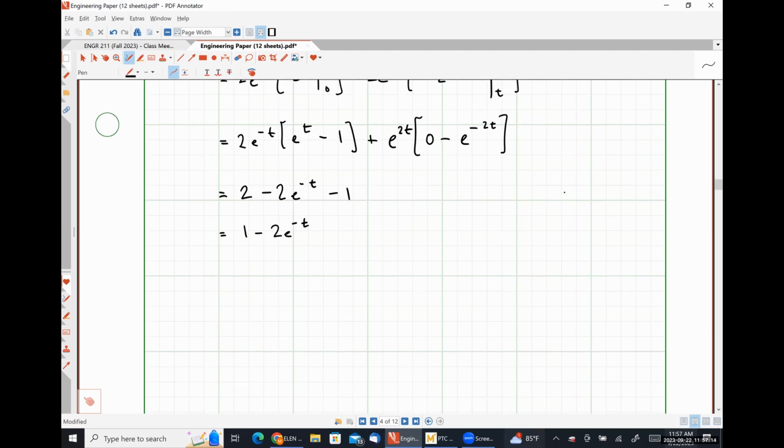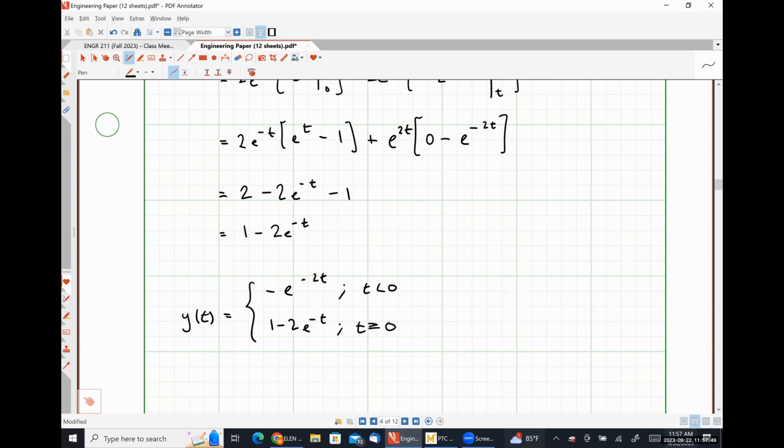Putting these results together, we get negative e to the negative 2t for t less than 0, and 1 minus 2e to the negative t for t greater than or equal to 0. So that's what the convolution of those two functions is going to look like. All right, let's work another one, and hopefully it's slightly less of a train wreck.